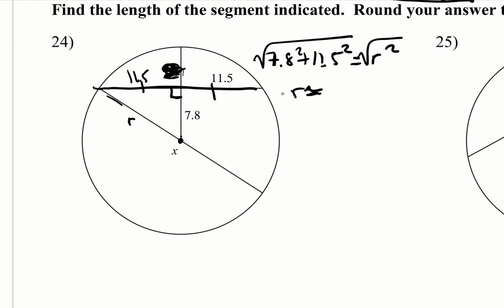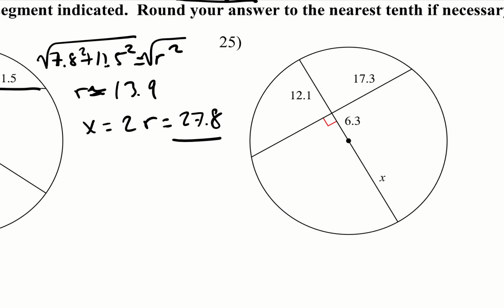And if you do that, you get about 13.9, which would make sense if we knew that this was 6.1 and plus that would also give us 13.9, which is why you weren't supposed to be given that number. And then you can double that to get x. So x is double the radius, so it's going to be 27.8 approximately. Okay.